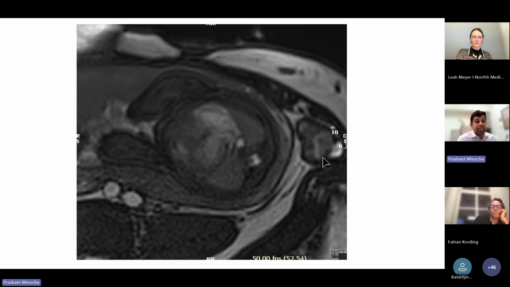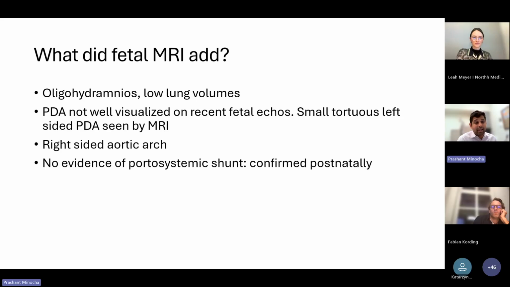So how did this fetal MRI add to what we knew about this patient? We were able to identify that this patient had oligohydramnios with low lung volumes. The PDA was not well visualized on recent fetal echoes, but we were able to see that small, left-sided PDA by MRI, and the patient had a right aortic arch. We were also able to identify that the patient had no portal systemic shunt, and this was confirmed postnatally.